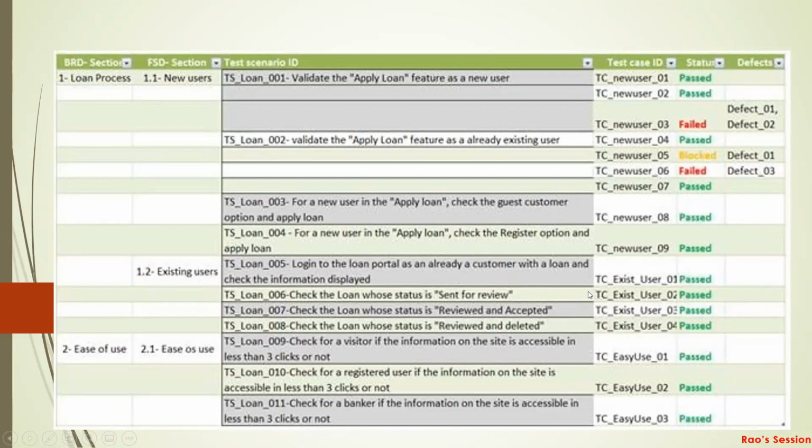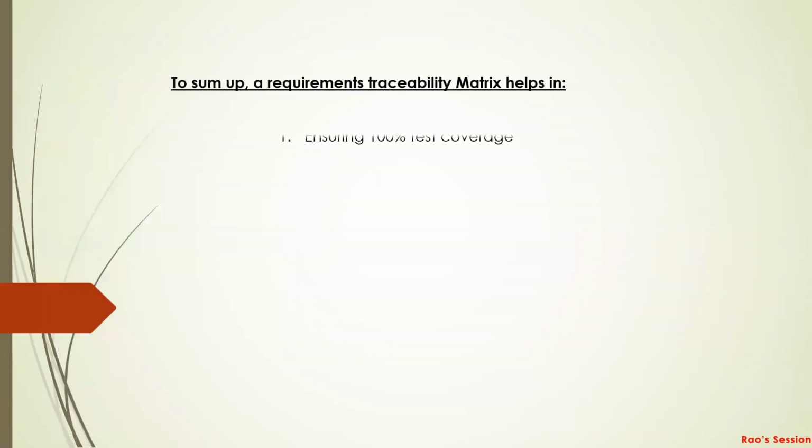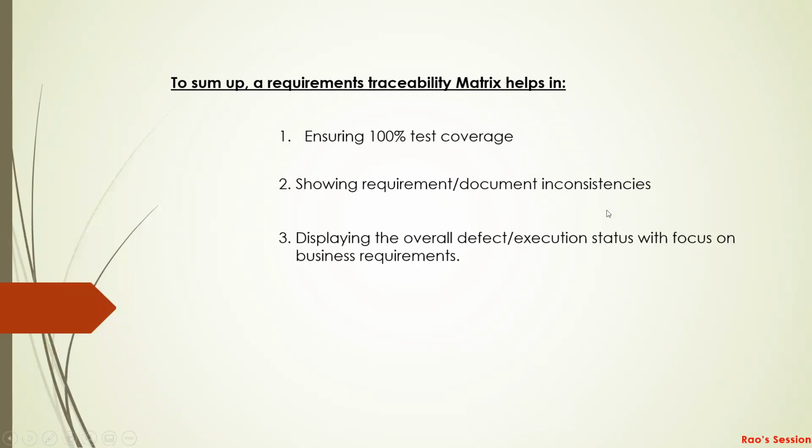Here, the objective of this RTM matrix is to make sure that the particular product or project, whatever it may be, has 100% test coverage. 100% test coverage means each and every requirement we address is tested and bug free. That means we are showing the requirement or document inconsistencies, and displaying the overall defect execution status with focus on the business requirement. This is the main purpose of RTM.